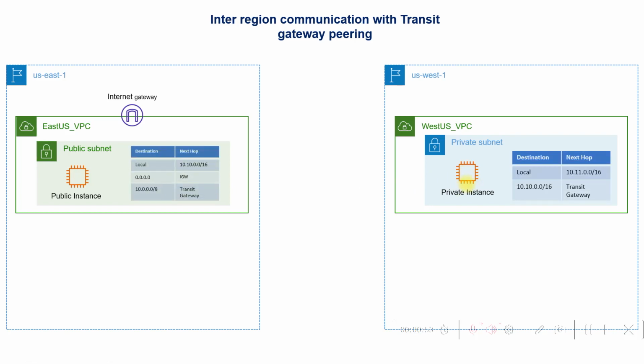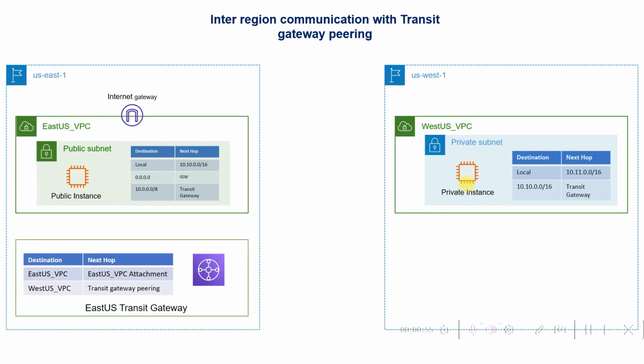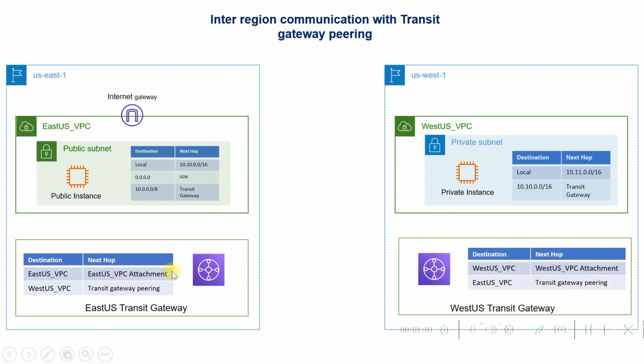So these are the relevant routing tables. This is the East US Transit Gateway and this is the West US Transit Gateway. This routing table is related to the Transit Gateway. This is the West US Transit Gateway routing table. Once we have configured it, we'll configure the peering between these two transit gateways. Once we have configured the transit gateway peering, we'll check the communication from this public instance to this private instance.